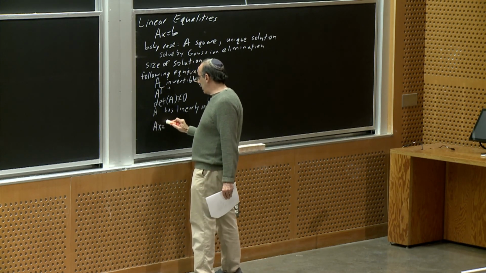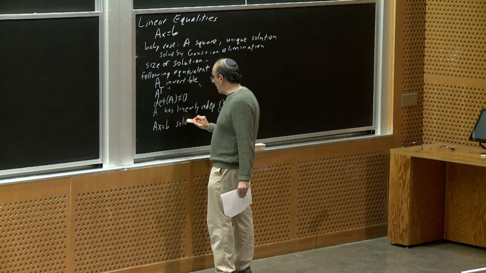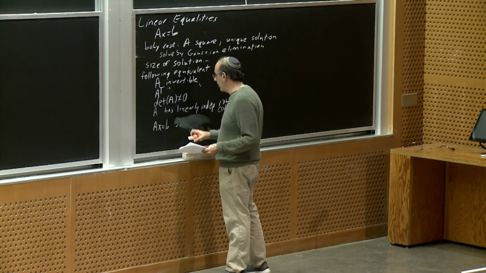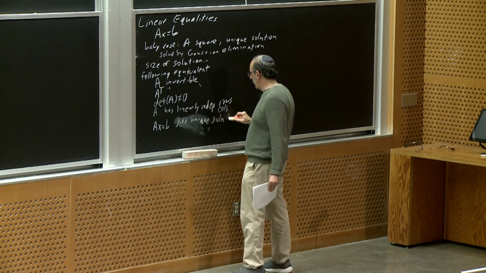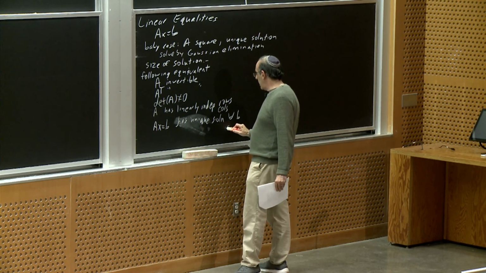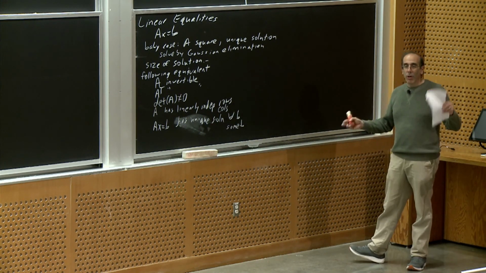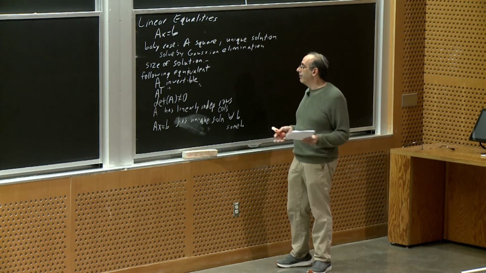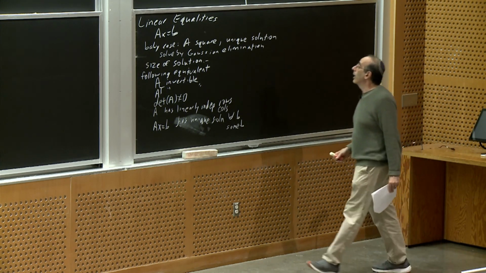And any of these are all equivalent to AX equals B having a solution for every B, having a unique solution for each B. And that's actually equivalent to AX equals B having a unique solution only for one particular B. So basically, it's all very nice or it's all terrible. It doesn't depend on the particular value of B that you're working with.